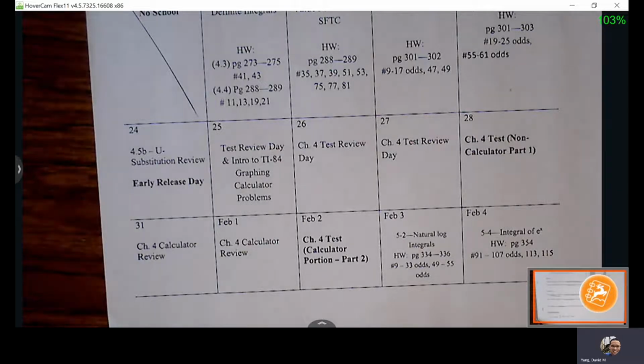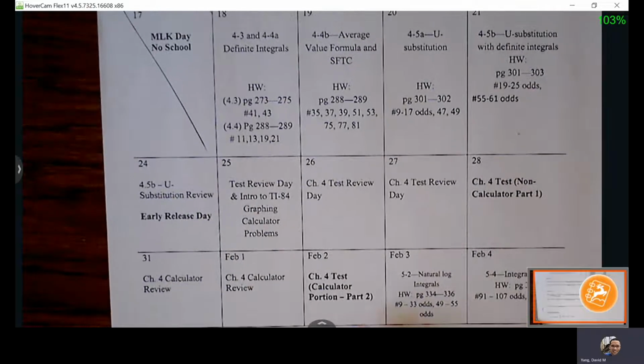Okay, any questions with the calendar so far?